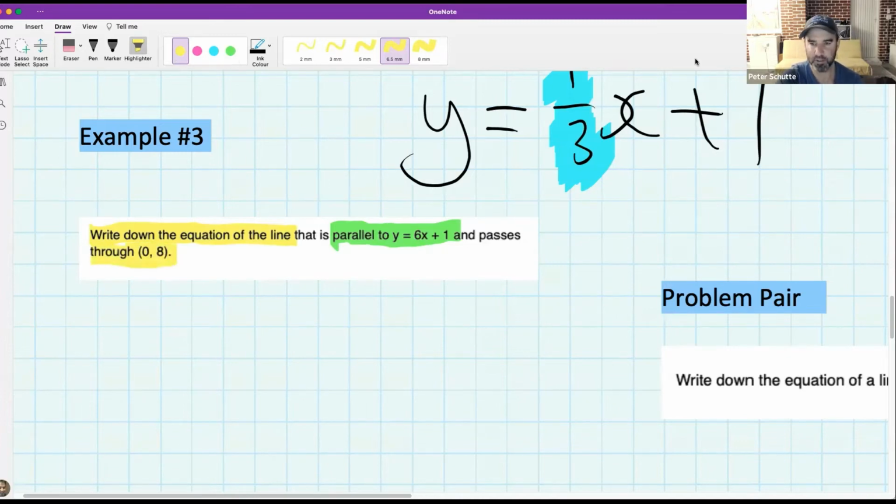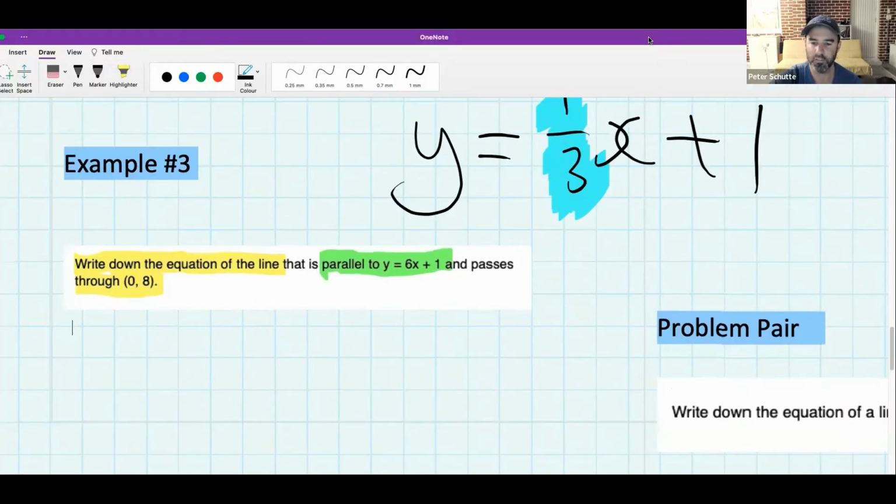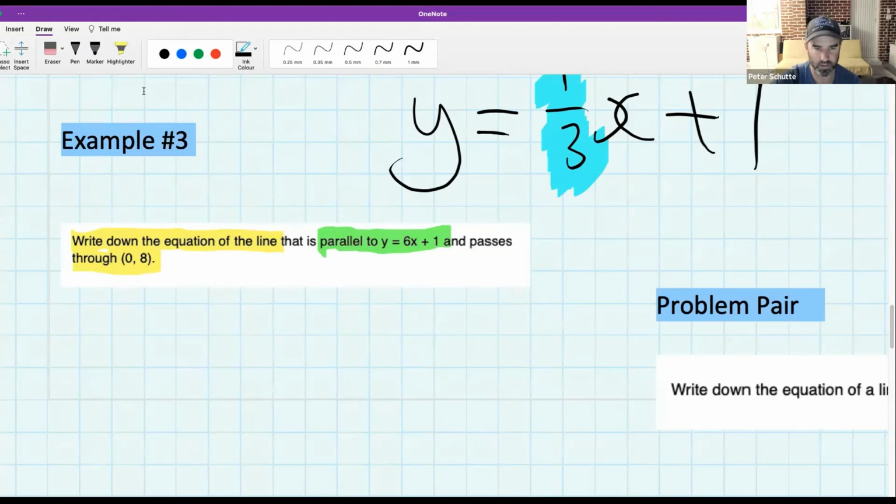Now, I'd love for someone to jump online and tell me, why do you think they're giving you the y equals 6x plus 1 in this question? How are you going to use that? If you're willing to contribute, just put your hand up. The goal of this question is to write down the equation of a line that is parallel to y equals 6x plus 1, but also passes through (0, 8). And we're using something that we've done in previous lessons here. So put your hand up and I'll unmute you. Who is feeling like they can tell me what the y equals 6x plus 1 is doing?